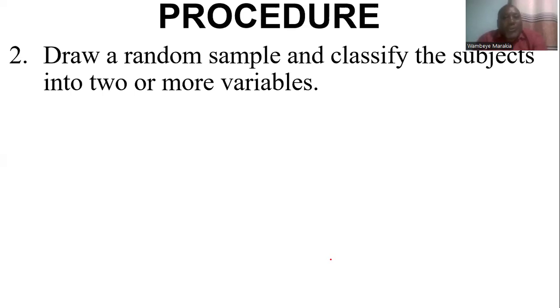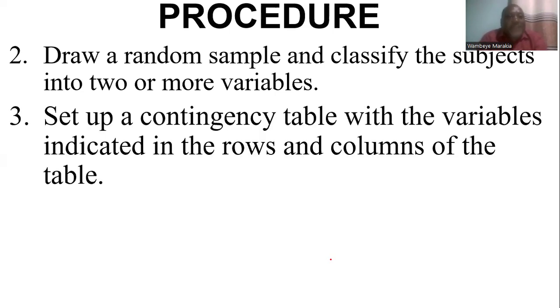Procedure number 2, you have to draw a random sample and classify the subjects into 2 or more variables. So you have 2 or more variables, and you have to draw them randomly. And 3, set up a contingency table with one variable indicated in the rows and another variable indicated on the columns.